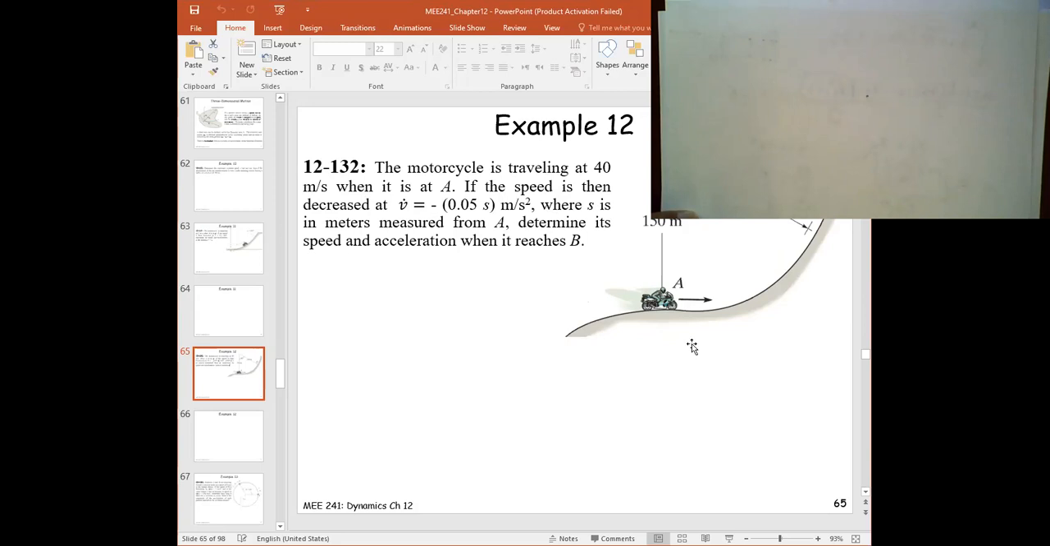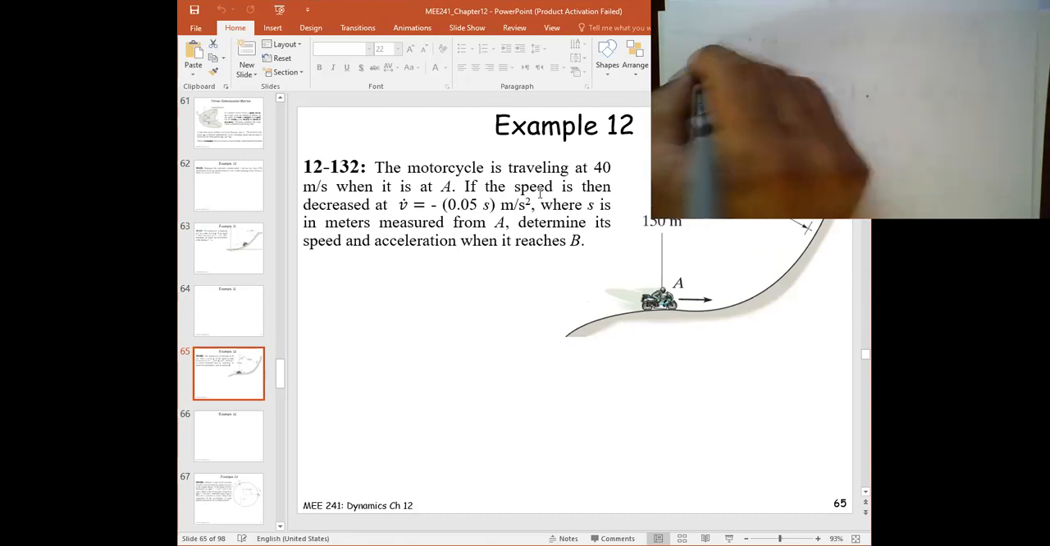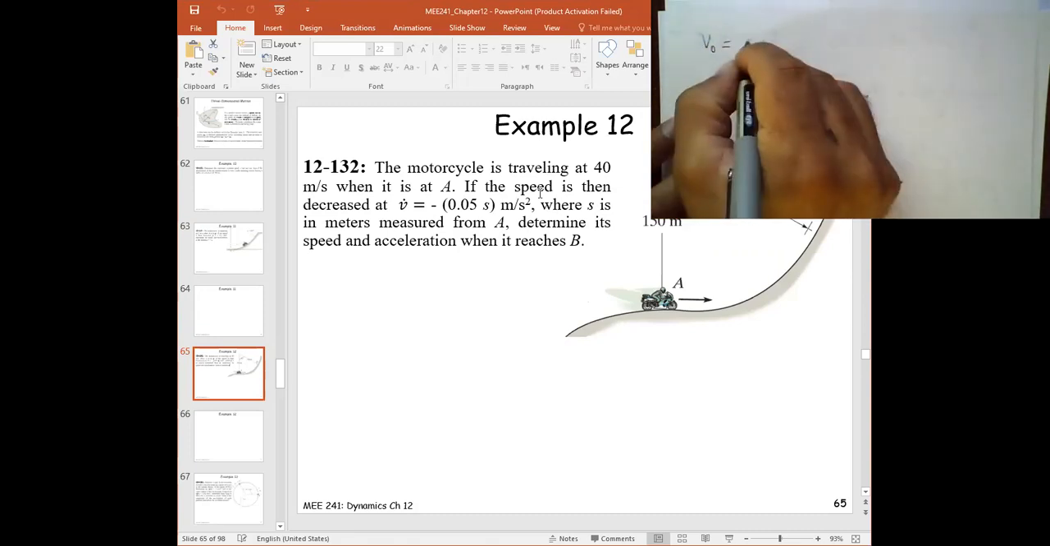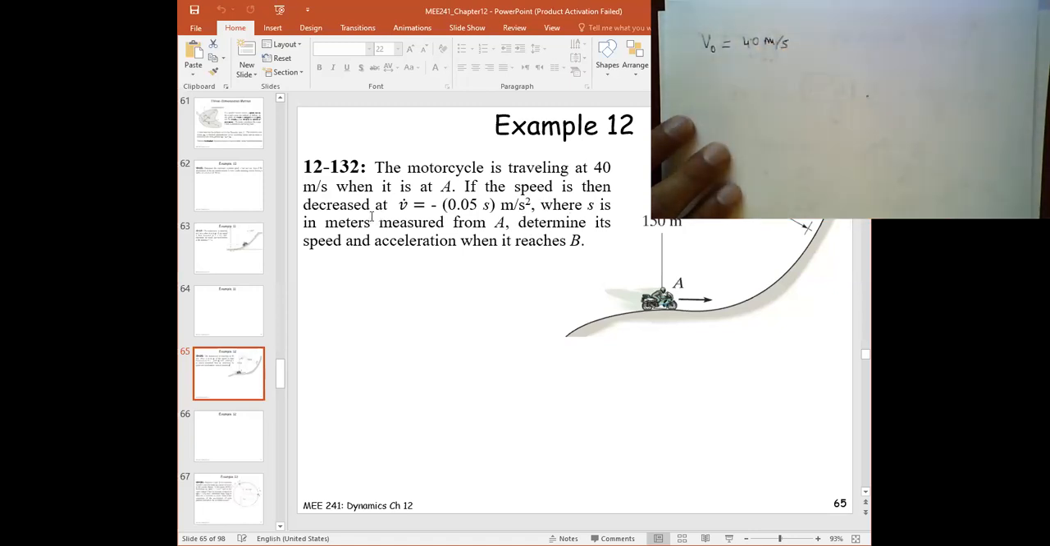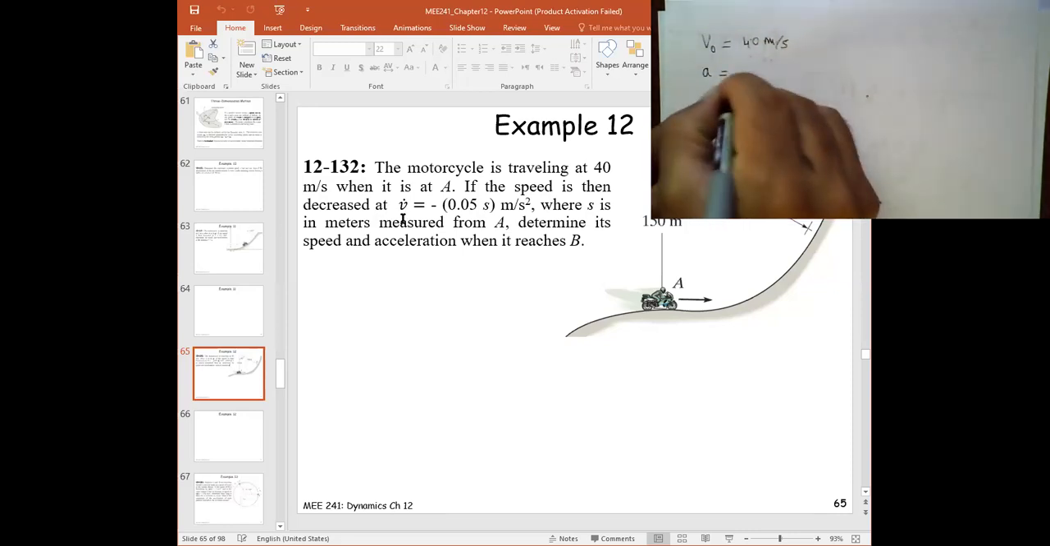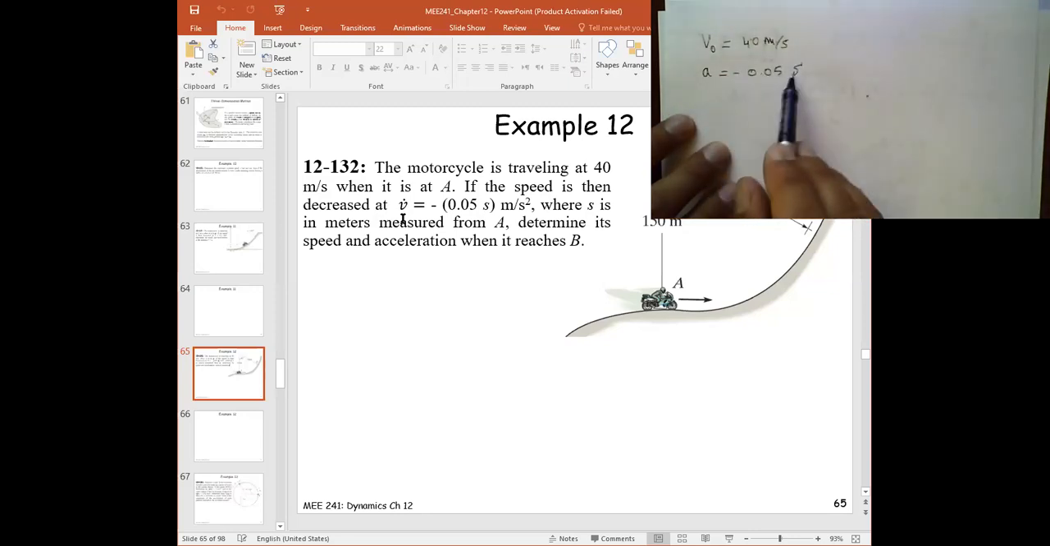Here we have another example of a motorcycle running at 40 meters per second initially. So our V0 is 40 meters per second. They tell us that the acceleration, a equals V prime, is equal to minus 0.05 times s. So the acceleration is a function of the position here. We would like to find the speed and acceleration of the motorcycle at point B.